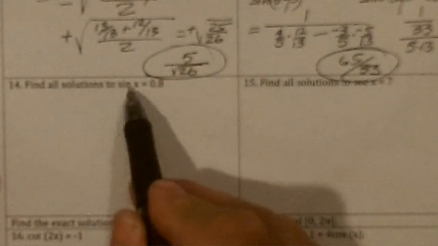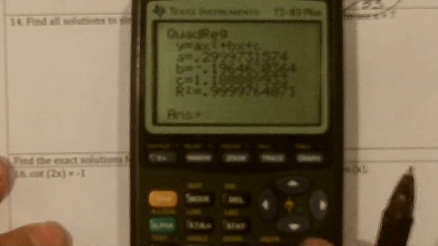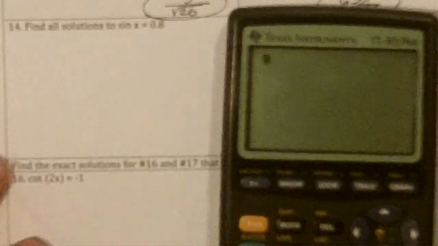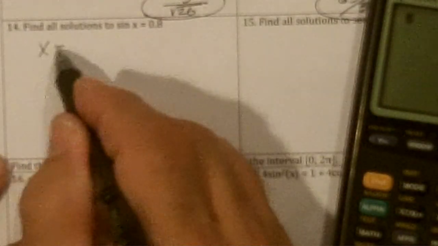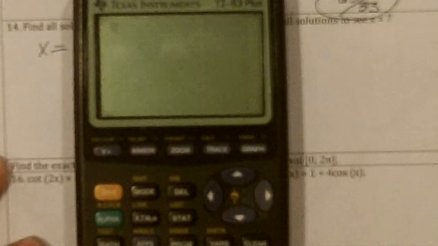Find all solutions to sine of x equals 0.8. So let's do this. We can do it in radians or degrees. I'll accept either. Turn on the calculator, clear, and I'm going to take the sine inverse of both sides, and so x is going to be equal to what the calculator gives me.